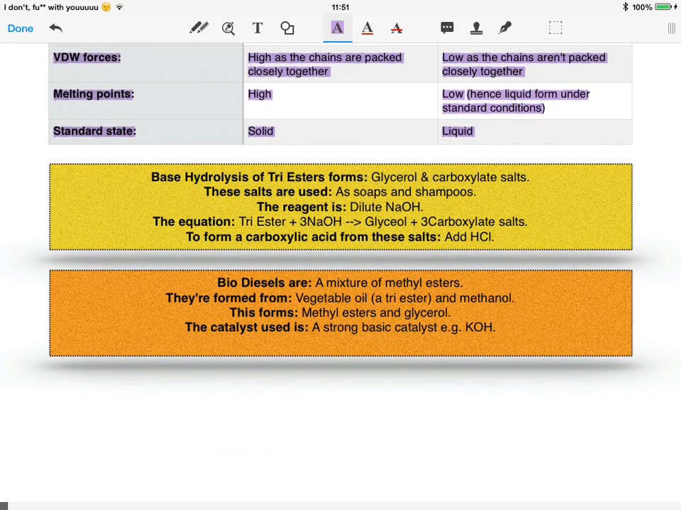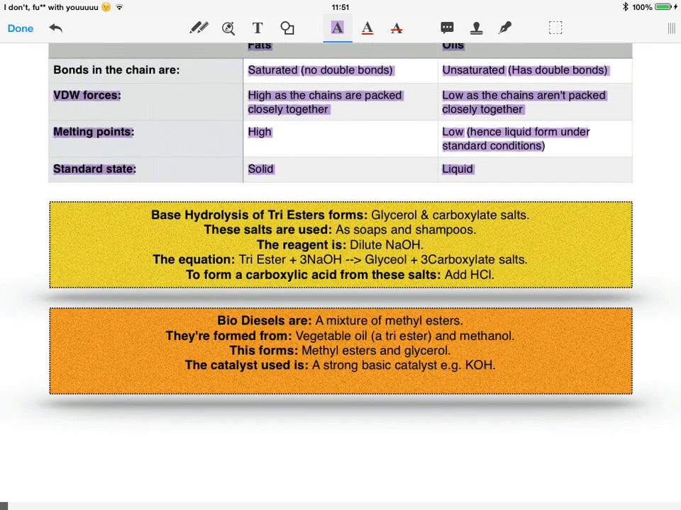So, we also need to know some reactions of triesters, which were the fats and oils. So the base hydrolysis of triesters forms glycerol plus carboxylate salts. These salts are used as soaps and shampoos in industry, and the reagent for this reaction is dilute sodium hydroxide. The equation is pretty easy to figure out, so it's the triester plus 3 sodium hydroxides to form glycerol and 3 carboxylate salts. Think about it, triester, tri, 3, so you're going to need 3 of your reagents to form 3 carboxylate salts.